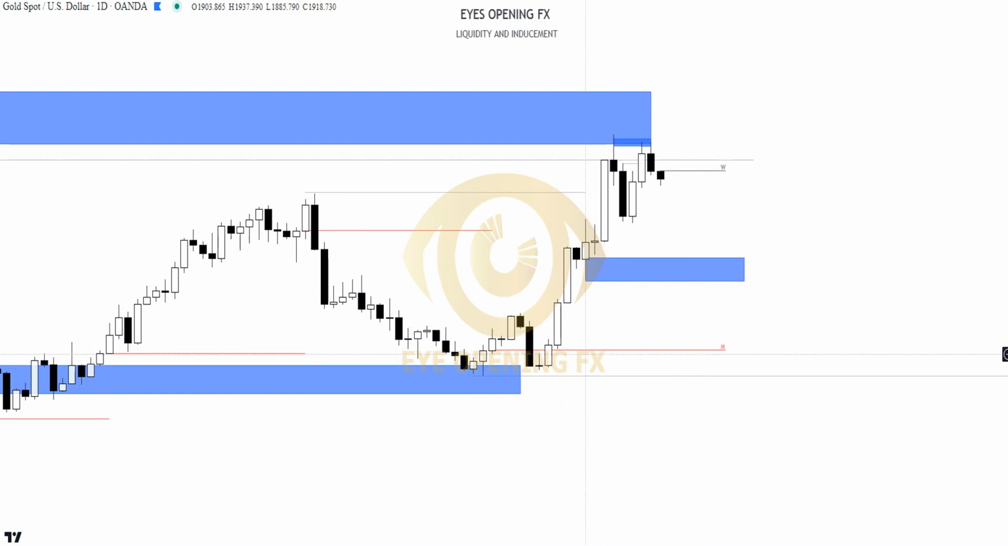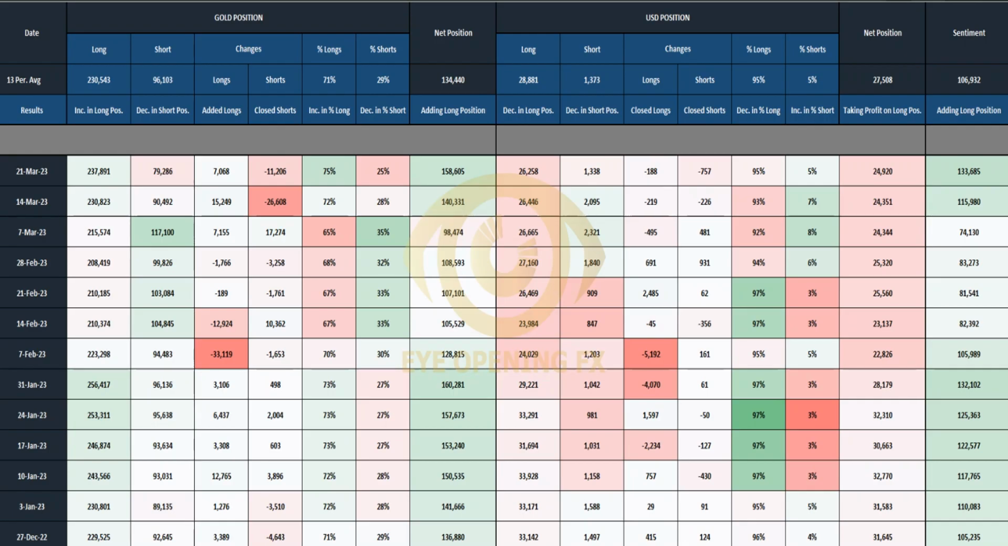So let's look at the gold data on gold. Coming here, we see the net position on both gold itself and USD itself. The segment we have here is that on gold they are adding long positions, right? Then on USD they are taking profit on the long position, the net position. Then the sentiment overall is adding long positions. That means gold is bullish based on the weekly and daily view.